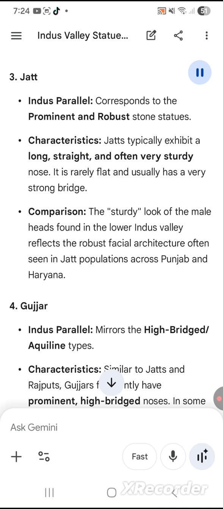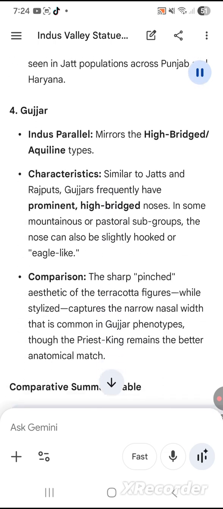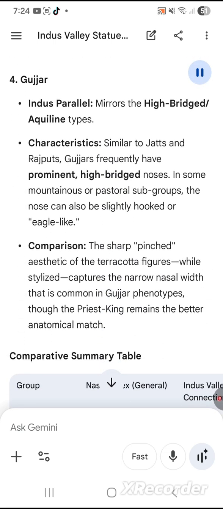4. Gujjar. Indus parallel mirrors the high-bridged, aquiline types. Characteristics: Similar to Jatts and Rajputs, Gujjars frequently have prominent high-bridged noses. In some mountainous or pastoral subgroups, the nose can also be slightly hooked or eagle-like. Comparison: The sharp, pinched aesthetic of the terracotta figures, while stylized, captures the narrow nasal width that is common in Gujjar phenotypes, though the priest king remains the better anatomical match.